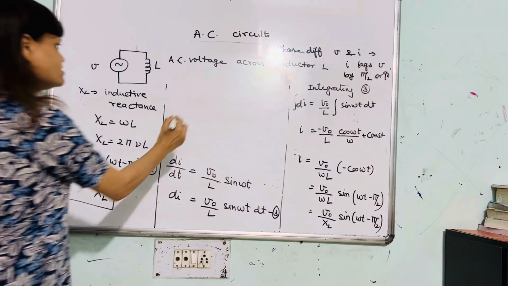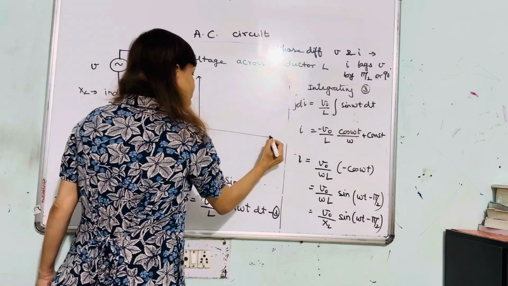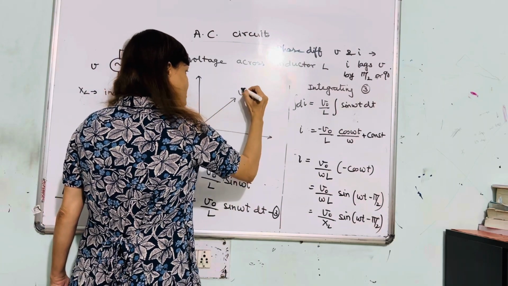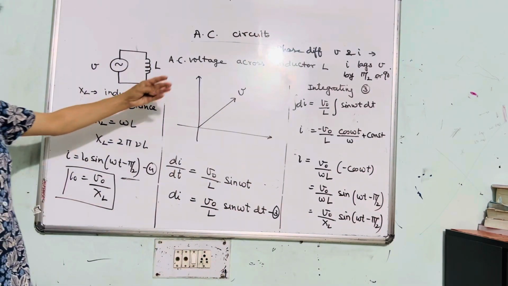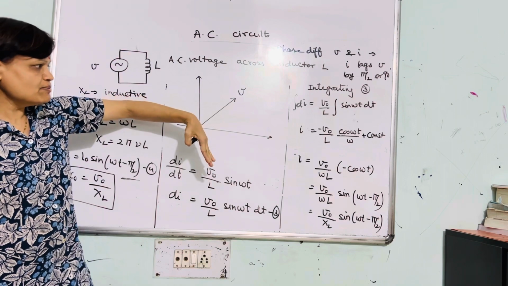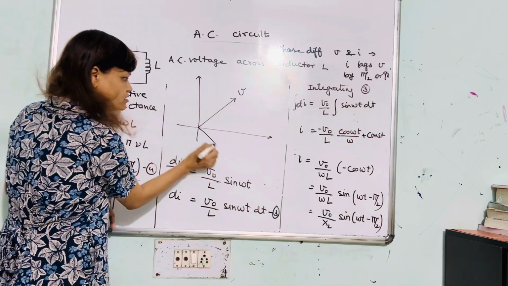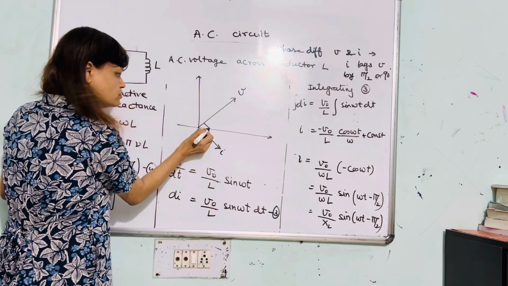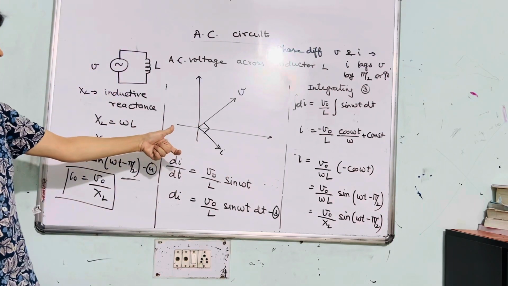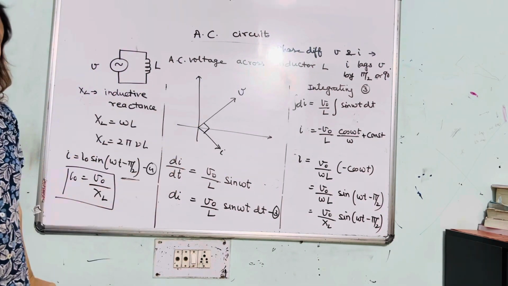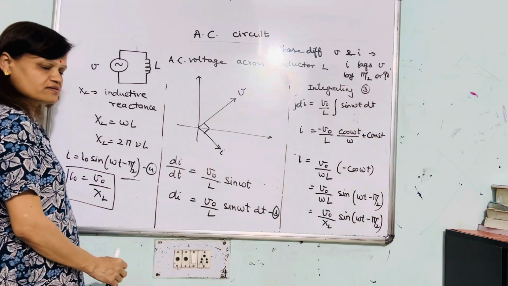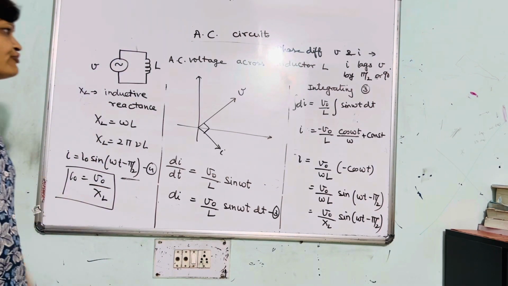We can draw the phasor diagram. For that, first we take the voltage as the reference. Now the current lags, so it will be lagging by 90 degrees. Always show the amplitude of current smaller, because of the opposition due to the reactance. So this is the phasor diagram.